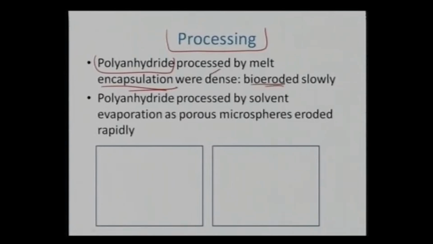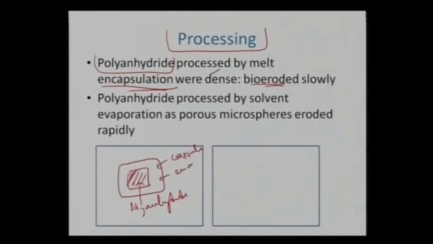So we have a certain melt which has now been encapsulated, so we are getting a polymeric polyanhydride device. This is the capsule, this is the envelope, and this is the overall melt. So once we have polyanhydride which has been processed by melt encapsulation, we have a kind of capsule over it, so that makes it very dense.